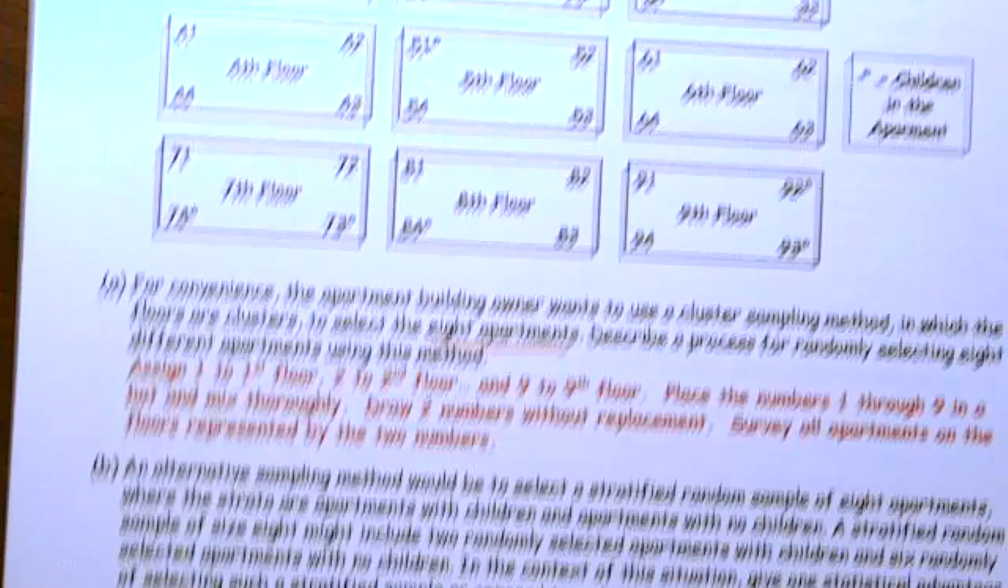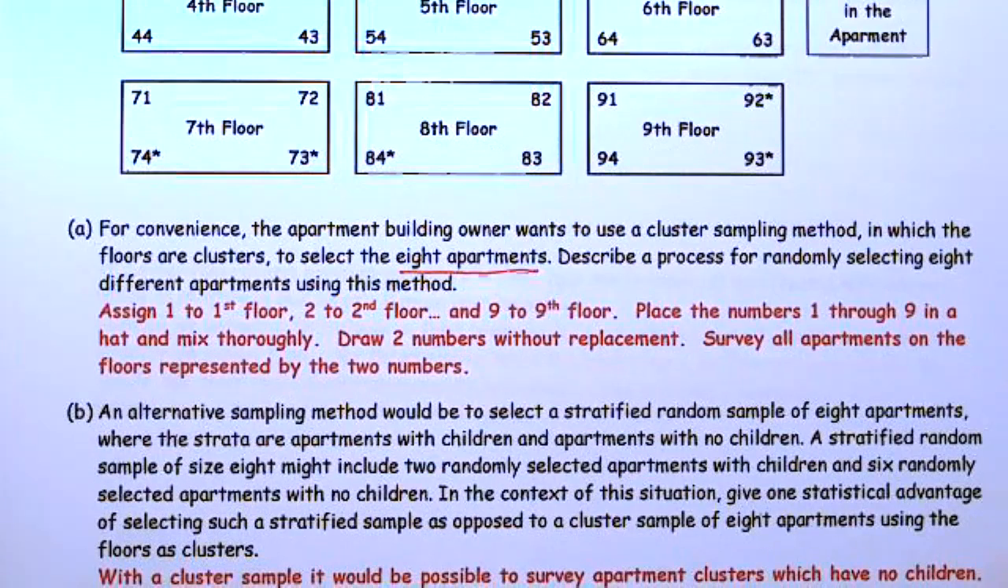An alternative method would be to select a stratified random sample of 8 apartments, where the strata are apartments with children and apartments with no children. A stratified random sample of size 8 might include 2 randomly selected apartments with children and 6 randomly selected apartments with no children. In the context of the situation, give 1 statistical advantage of selecting such a stratified sample as opposed to a cluster sample of 8 apartments using the floor clusters.